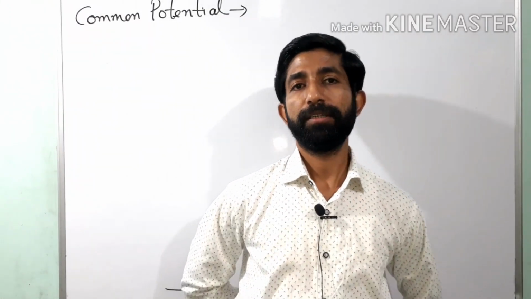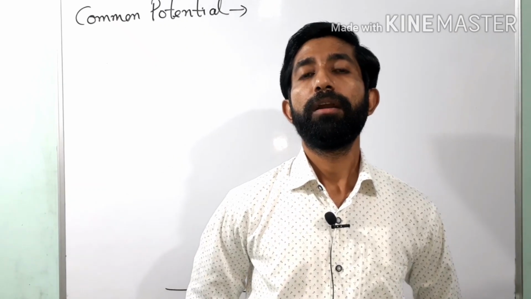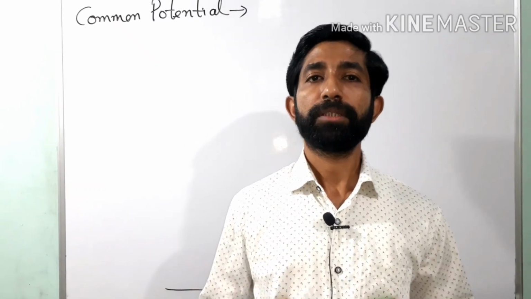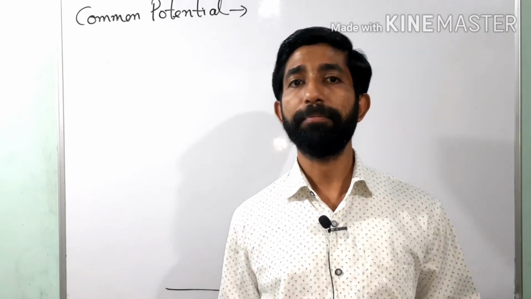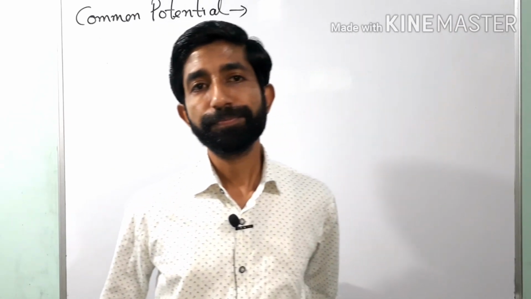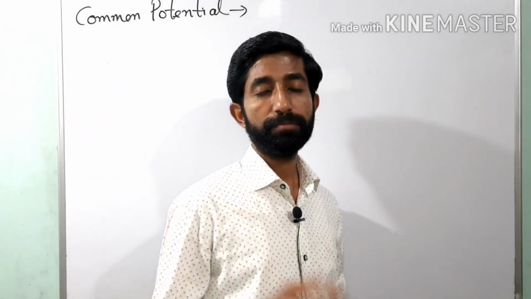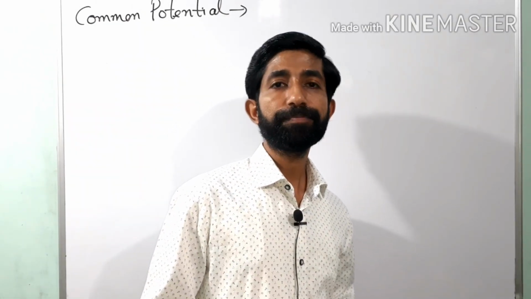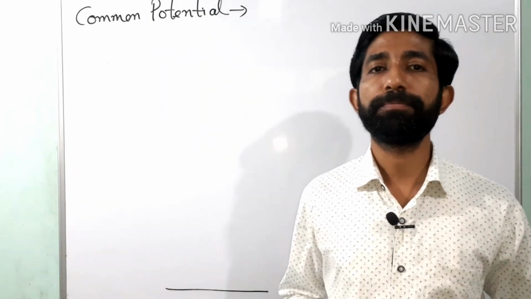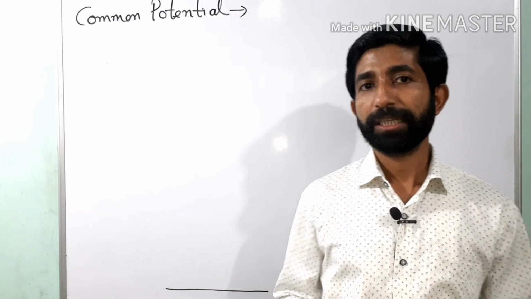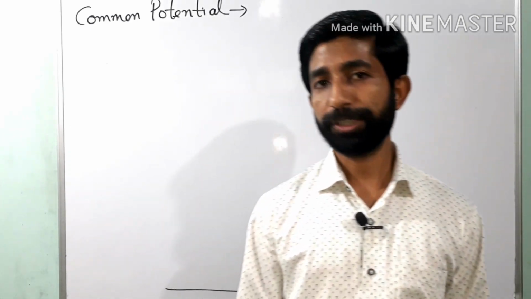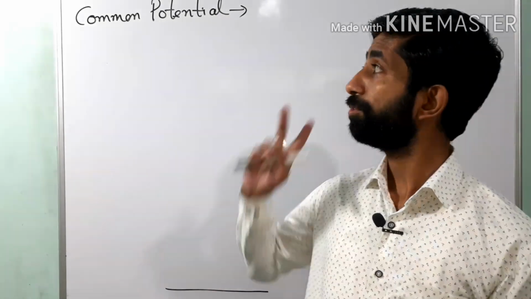Hello, good morning. Today's topic is the common potential of two capacitors charged to different potentials when they are connected by a metallic wire. We will have two capacitors of different capacity, charged to different potentials. When they are connected together, they come to a common potential, and we have to find that common potential.